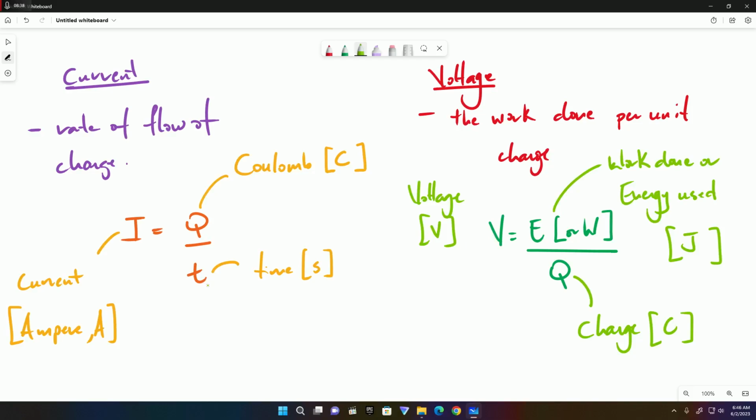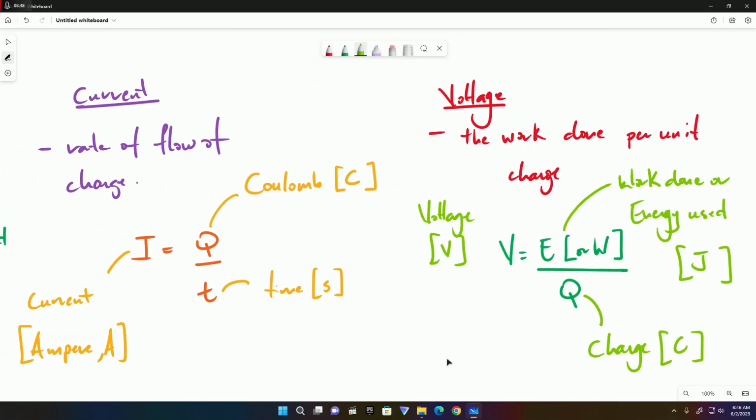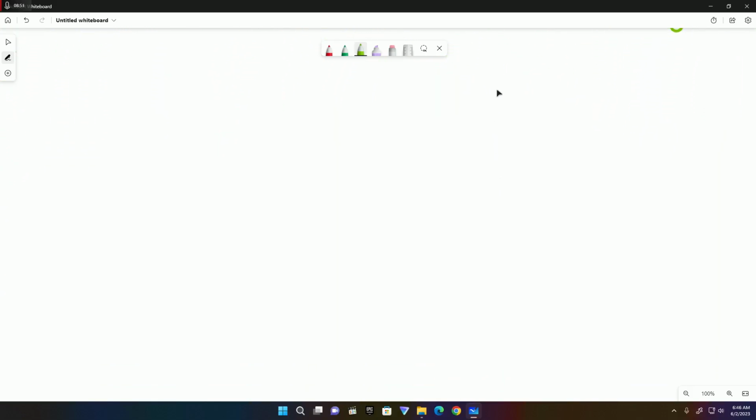So, current, voltage, and one other quantity are very closely related. This quantity is resistance. Resistance is defined by what it does. Now, this is something that you can do. You can define something by what it does. All right? Just remember this.